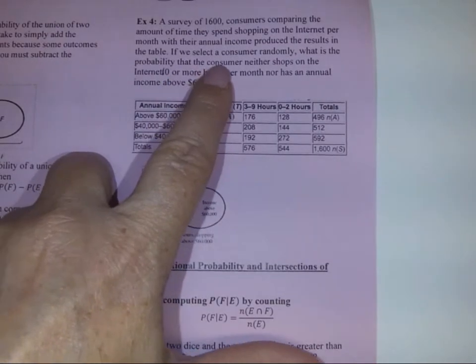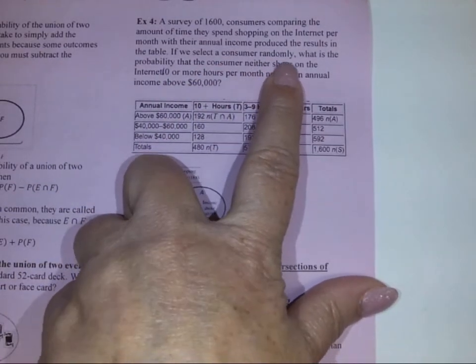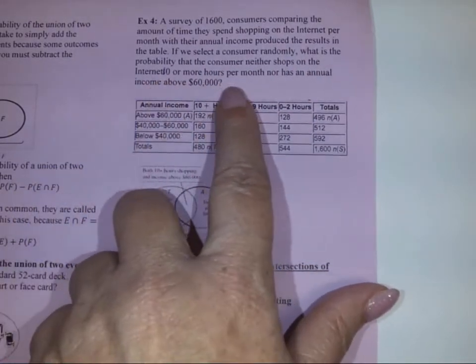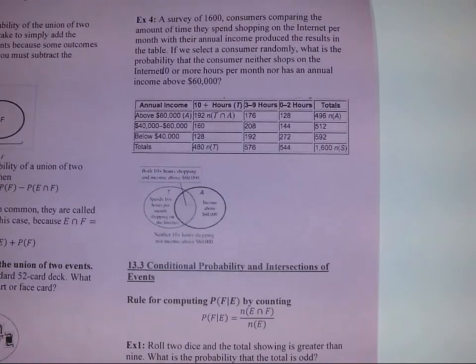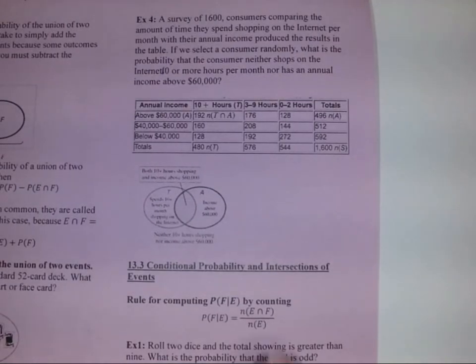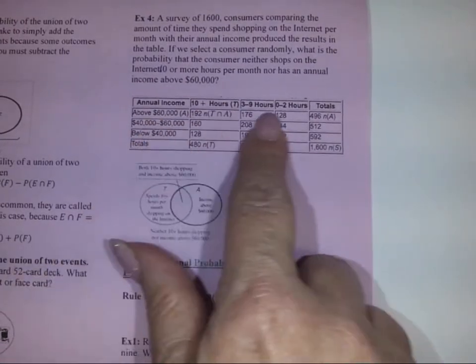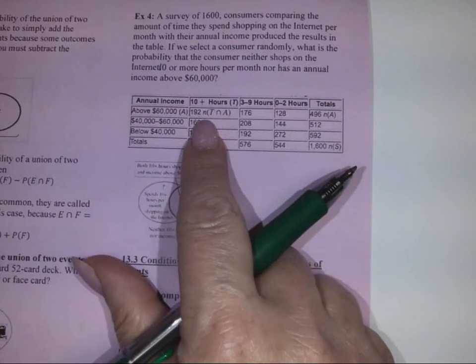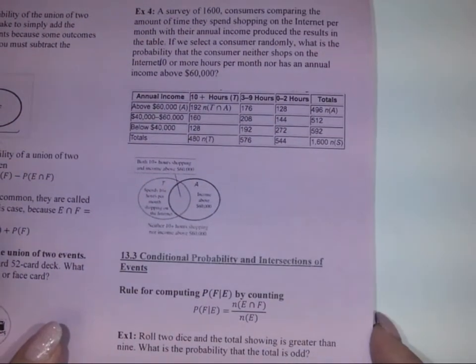So let's look at it again. Select a consumer randomly. What is the probability that the consumer neither shops on the internet 10 or more hours per month, nor has an annual income of 60,000? Sometimes those nors can be a little like, what are we talking about here? So let's go figure out what we're looking at. We've got 10 or more hours, and we've got 60,000 kind of running right there. So if we're looking into this, the survey is of 1,600 people, so let's kind of get an idea of what we're looking at.